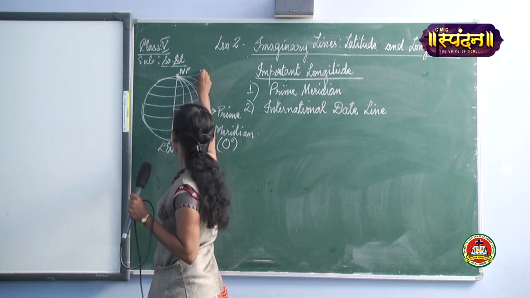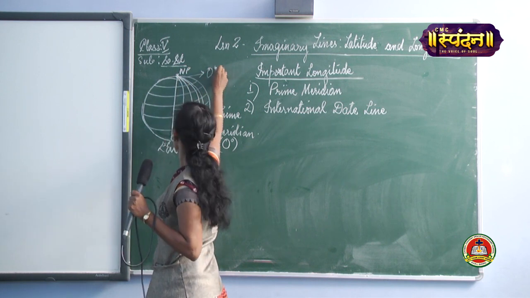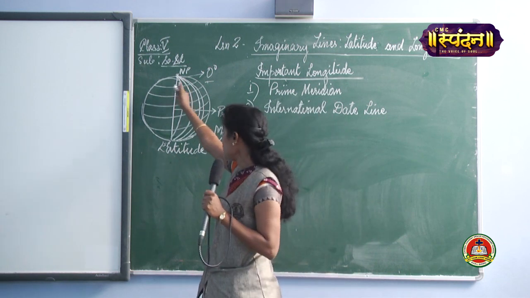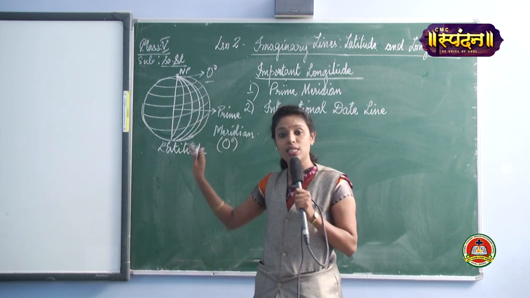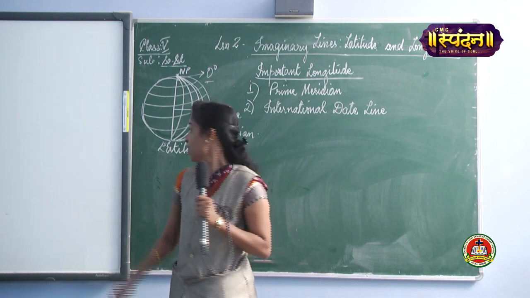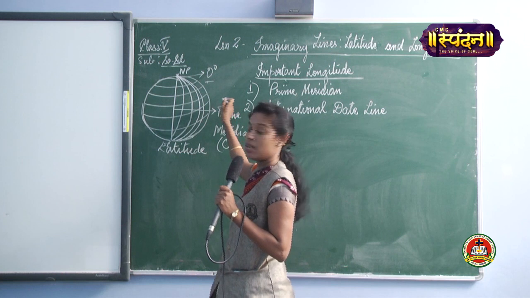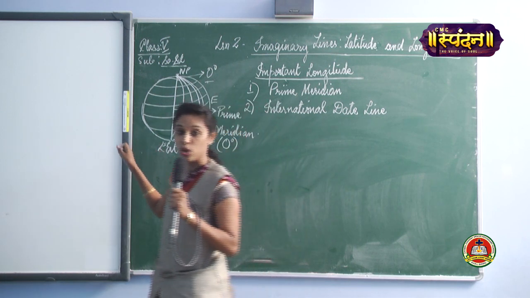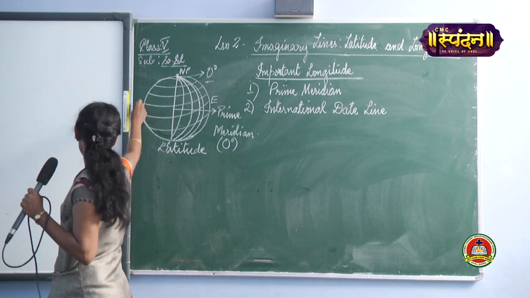So your prime meridian is again marked as 0 degree. Now the directions. This prime meridian divides the earth into two hemispheres. To the right, it's your eastern hemisphere. And to the west, you have got your western hemisphere.